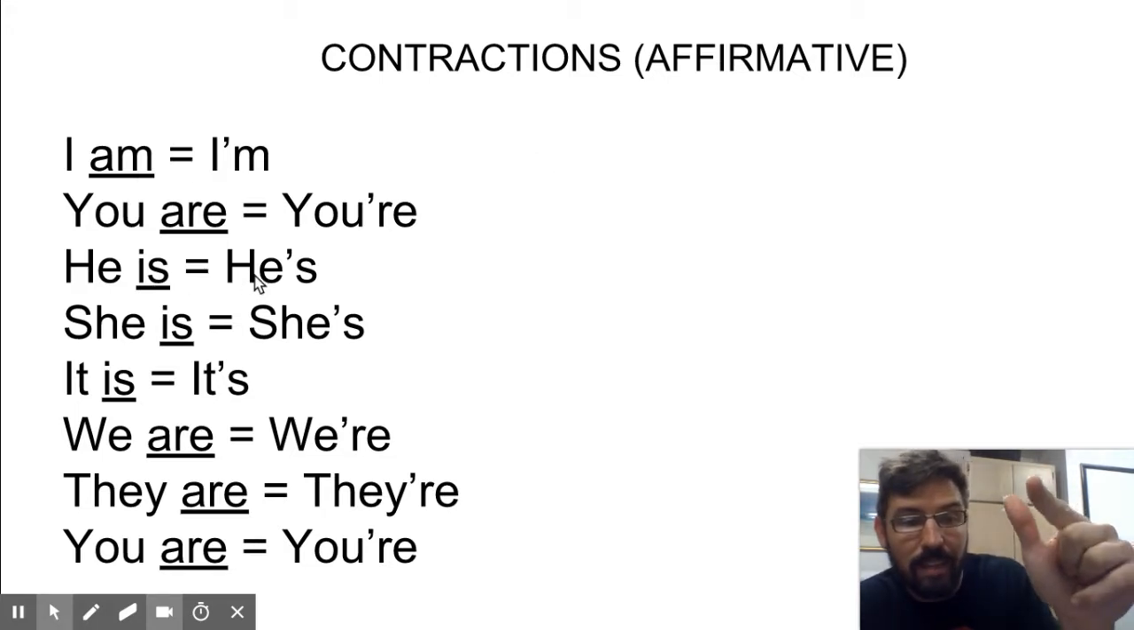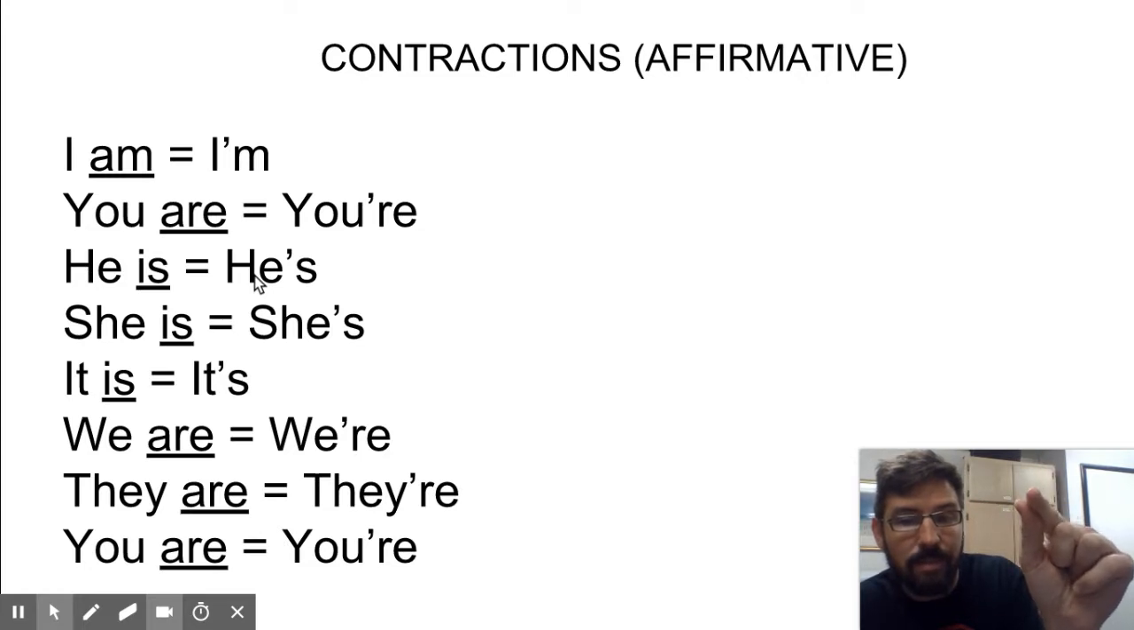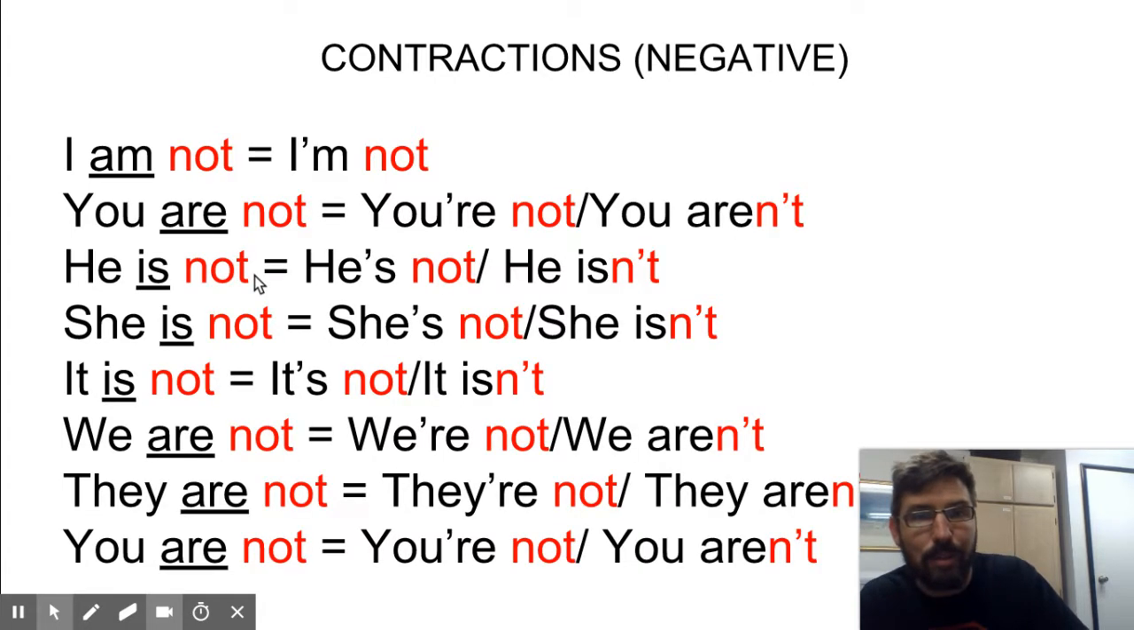The next one is he's. So he is, he's. The next one, she is, she's. The next one is it's. So it is, it's. We are, we're. They are, they're. And then remember the plural you. It can be more than one person. You are, you're.